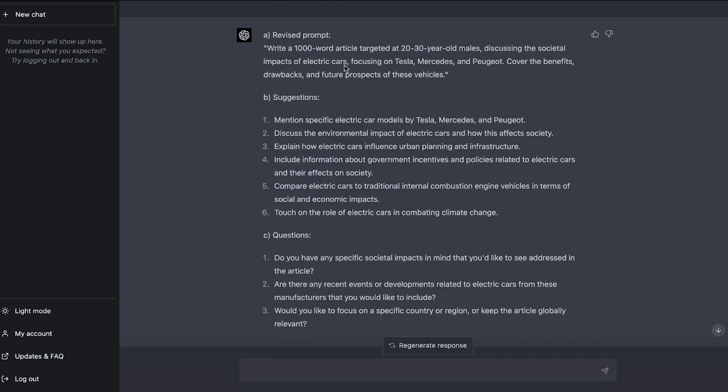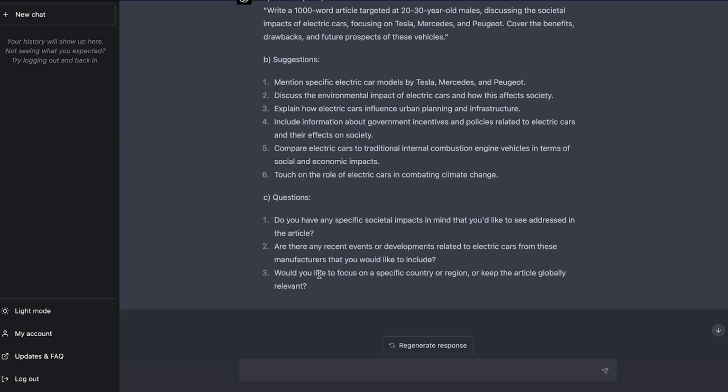Okay, the revised prompt is here. Write a 1,000-word article targeted at 20 to 30-year-old males discussing the societal impacts of electric cars, focusing on Tesla, Mercedes, and Peugeot. Cover the benefits, drawbacks, and the future prospects of these vehicles. And then it gives suggestions, and then it gives questions. Do you have any specific societal impacts? Are there any recent events? And it gets to a point where you've got your final prompt there. You copy and paste that final prompt in, and you're good to go.